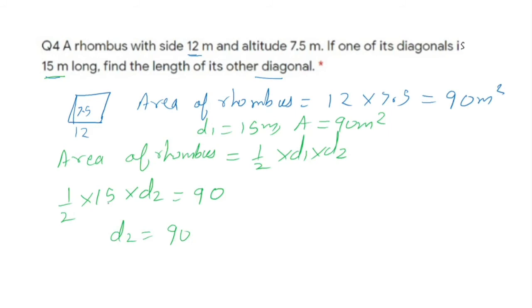90, when 2 and 15 go to the other side, it becomes inverse, 2 upon 15. When I simplify this, I get 15 ones are 15 and 15 sixes are 90, and 6 into 2, which is 12 meters, is the length of my other diagonal. Easy, children? Just read the questions carefully.